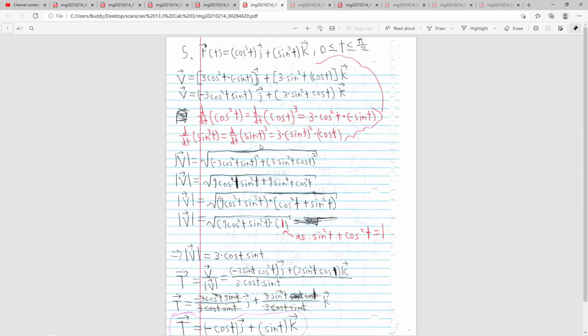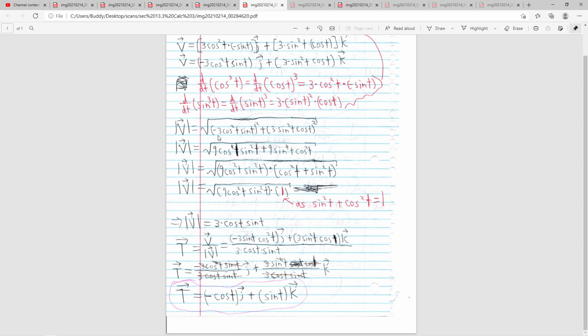Same thing with that one. Sine cubed t is sine t cubed. That's what I'm showing in red here, the exact way to get these. We have 3 times cosine squared t times negative sine t, so negative 3 cosine squared t sine t j plus 3 times sine squared t cosine t k. Okay.